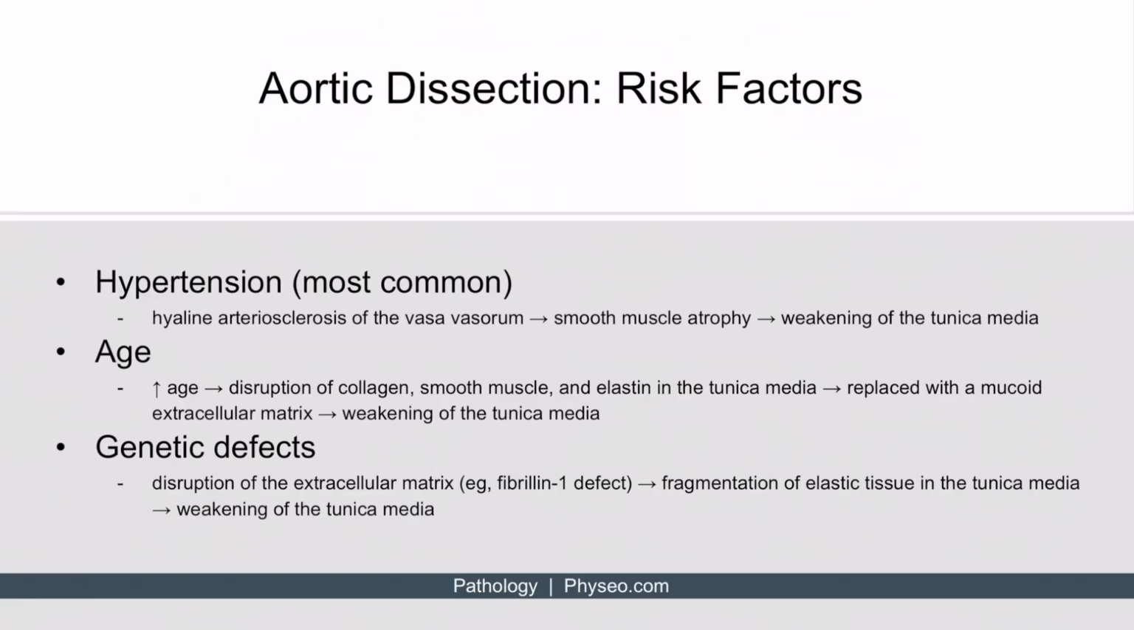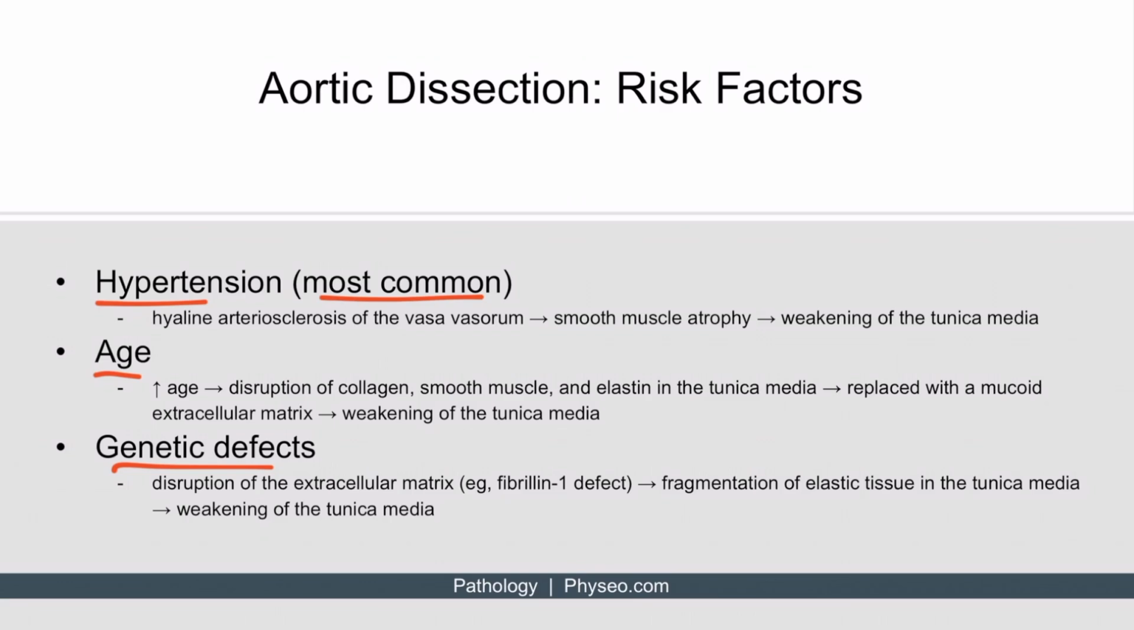Risk factors for aortic dissection include hypertension, age, and genetic defects. As you'll see in a second, all of these lead to one common outcome: weakening of the tunica media. For step 1, it's high yield to know that hypertension is the most common cause of dissection. You'll often see this as an answer choice along with smoking, diabetes, obesity, and others to confuse you with atherosclerosis.